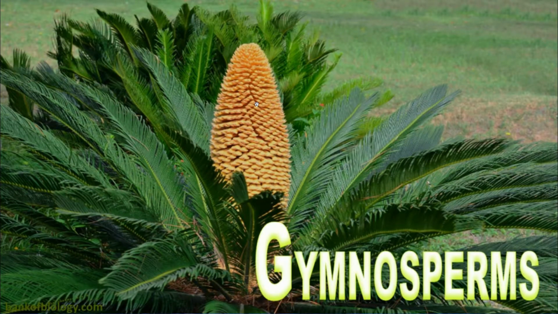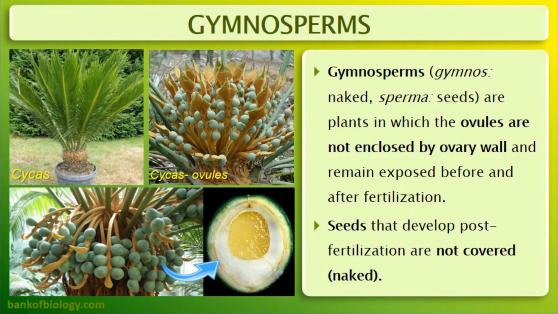Phanerogams are divided into gymnospermae and angiospermae. Now we are going to learn about gymnosperms. Gymnosperms are naked seeded plants. The ovules are not enclosed by the ovary wall and they remain exposed before and after fertilization. Seeds that develop after fertilization are not covered, they are naked.